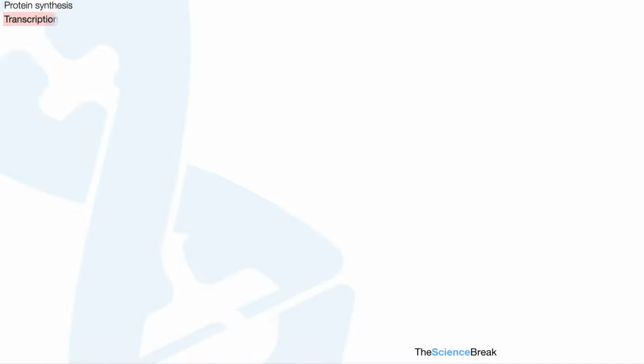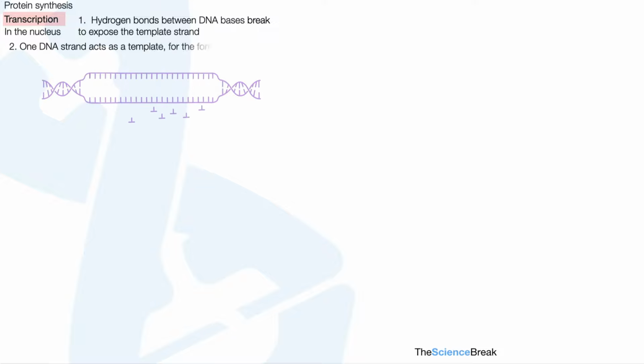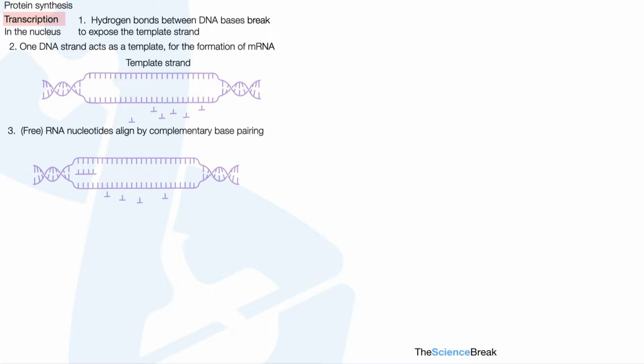Protein synthesis, step 1, we have transcription. This happens in the nucleus of a cell. Hydrogen bonds between DNA bases break to expose the template strand. One DNA strand acts as a template for the formation of mRNA. You can see the template strand there. Free nucleotides align by complementary base pairing. Remember, to make mRNA, uracil is used in place of thymine.